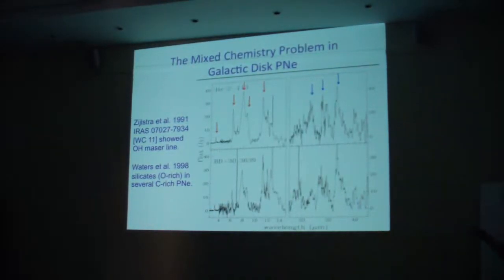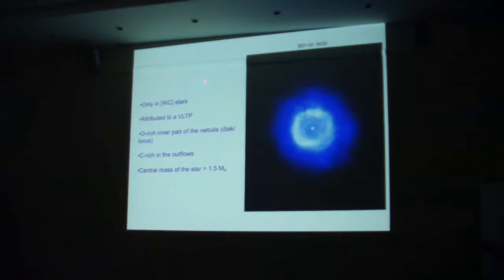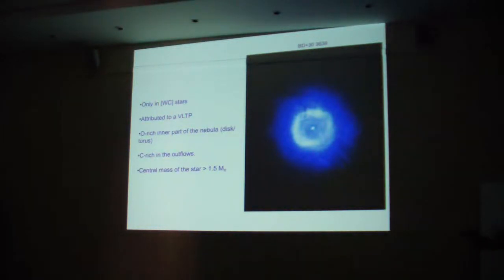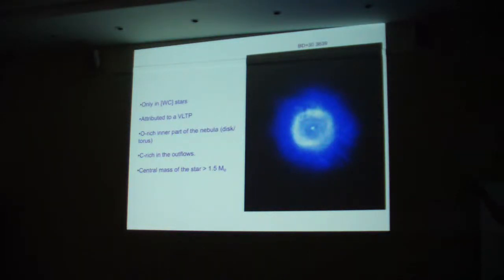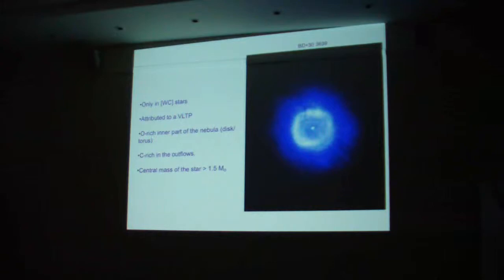So the main thing for this, and the way that it was sort of solved, is that this was only observed in disks with Wolf-Rayet type central stars. And it was attributed to a very late thermal pulse. What happens here is the star is oxygen-rich, goes almost to the end, after the red giant, goes to the AGB phase, and then it has what is called a very late thermal pulse, where it ejects carbon, as a third dredge-up, and becomes carbon-rich. And you see the inner disk is oxygen-rich, and the carbon you see in the outflows. So the PAH is what we're observing in the outflows, and in the disk you see the oxygen.